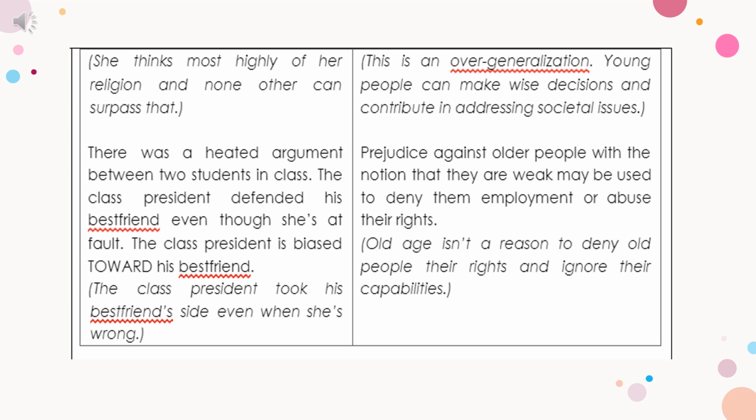There was a heated argument between two students in class. The class president defended his best friend even though she's at fault. The class president is biased toward his best friend. So the class president took his best friend's side even when she's wrong. And you have there what? The class president is biased toward his best friend. So you have there the use of the preposition toward, meaning to say he is leaning favorably to his best friend.